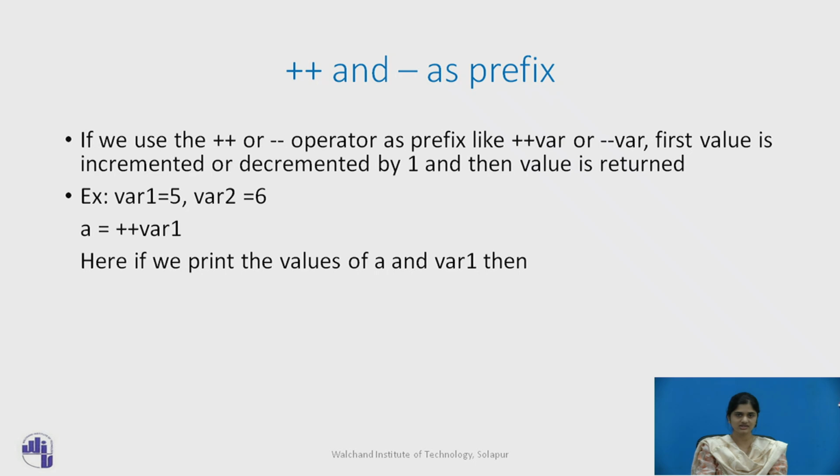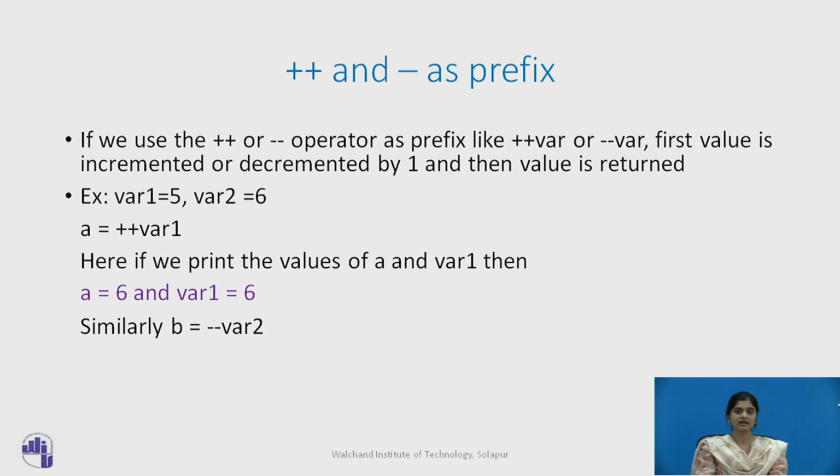Next, using plus plus and minus minus as the prefix. In case of prefix, we are going to use it before the operand. So the first value is incremented or decremented by 1, and then the value is returned to the variable. So if variable 1 is 5, variable 2 is 6, and a is equal to plus plus var 1, now if we try to print the values of a and var 1, first the value of var 1 will be incremented as it is a prefix operator. So var 1 will become 5 plus 1, that is 6, and then the value 6 will be given to a. So a is equal to 6 and var 1 is equal to 6.